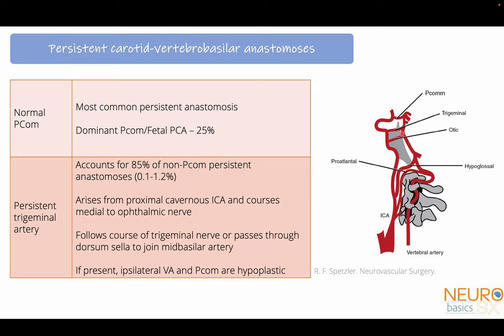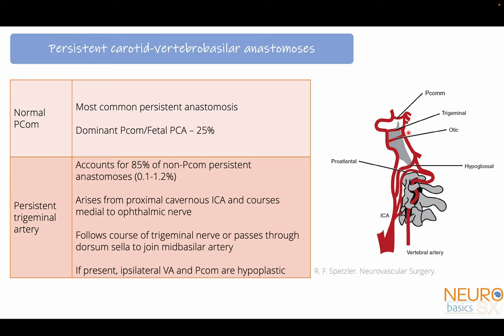In other individuals, there might be other persistent anastomoses which are not related to PCOM. These are present only in about 0.1 to 1.2% of individuals, and 85% of these would be the persistent trigeminal artery. The persistent trigeminal artery actually arises from the proximal cavernous ICA, and it courses basically along the trigeminal nerve. So it initially courses medial to the ophthalmic nerve in the cavernous ICA, then it runs medial to the trigeminal nerve, and then passes to the mid-basilar artery. Sometimes it can even pass through the dorsum sellae to reach the basilar artery.